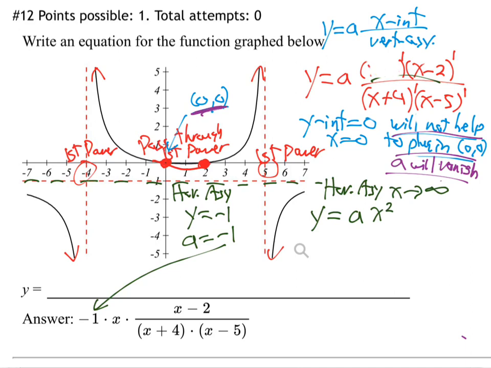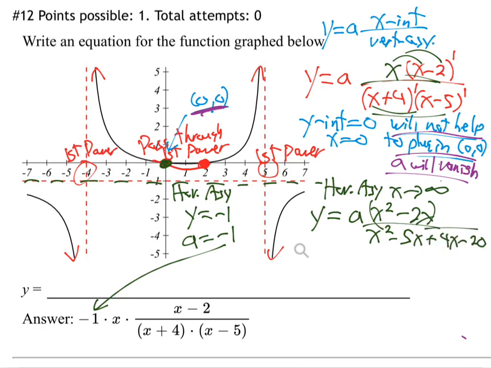oh, and by the way, x minus 0 is just x, isn't it? So let's just make this x. Distribute. Because that was x minus 0, that was this point right here. X minus 0 is just x. That'd be x squared minus 2x. And then the bottom, if you multiply that out, you're going to get x squared minus 5x plus 4x minus 20. Remember, all that matters as x goes to infinity is the most powerful term, top and bottom. So y is a times x squared over x squared, which cancels. So y is just a. And where's y going? Negative 1. Y is negative 1, so a is negative 1.